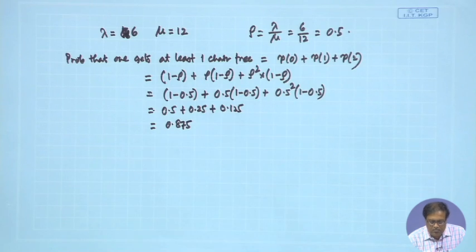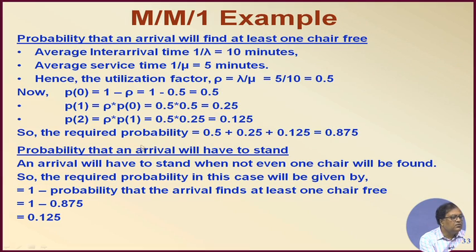0.875. So, probability that one gets at least one chair free comes out to be 0.875. So, that is what the calculation is, also shown here.